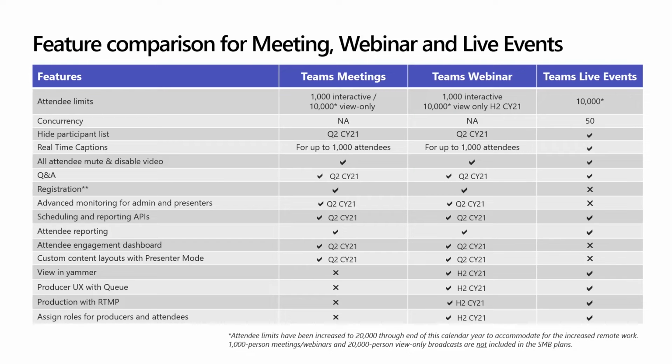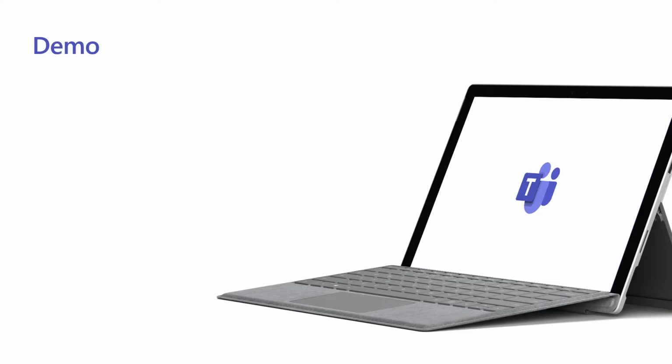Here's a quick feature comparison for Teams meetings, webinars, and live events. To sum it up, I highly recommend running your virtual event using a Teams meeting or webinar if you want more interaction with your audience or if you want to collect registrations. For example, you may want to allow attendees to go off mute or turn on their videos during Q&A. There's no right or wrong answer for which way to go. It really just depends on what level of interaction you want during your session and what kind of controls you want available to you. Now let's jump into a demo to see Teams webinars in action.